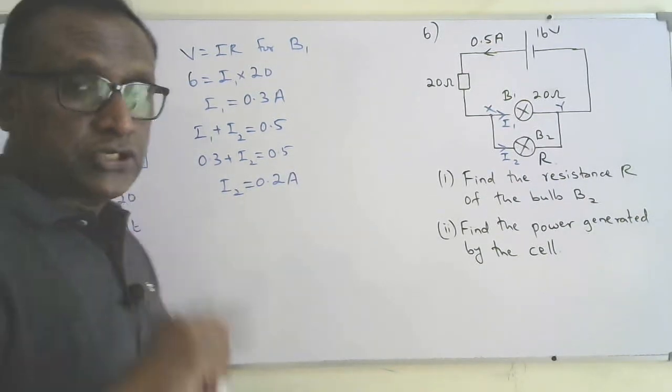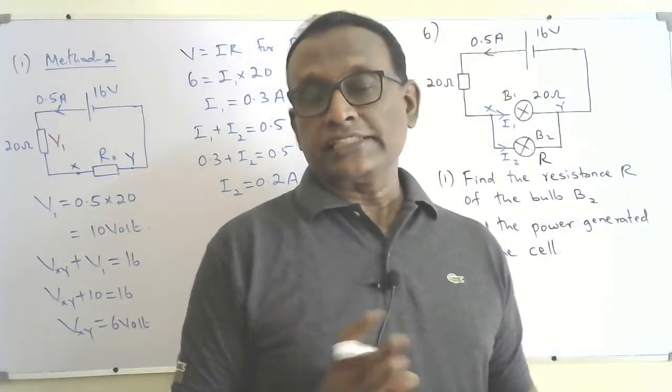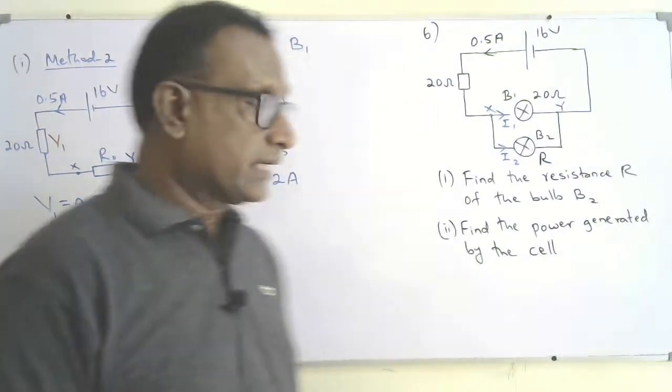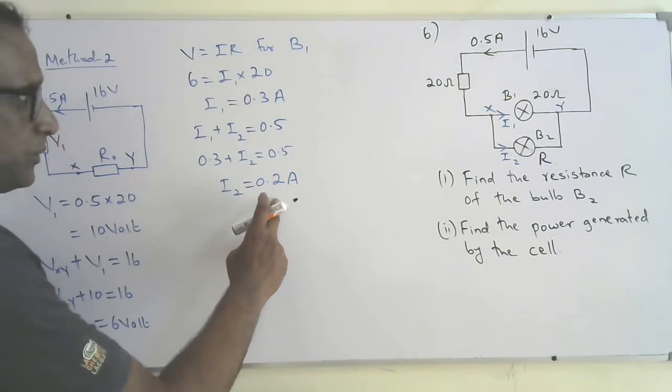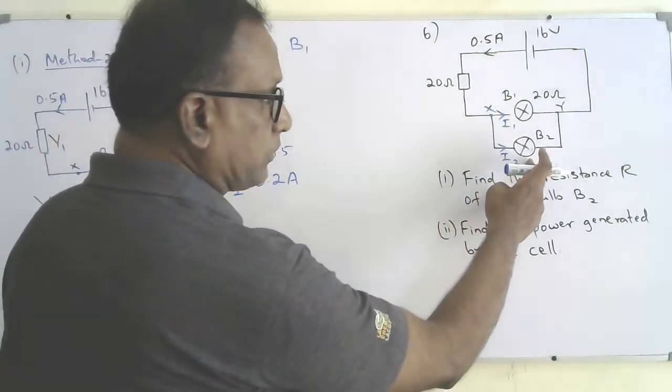In the previous method, I did not use the current, is it? I used the potential divider method. So in this method, I'm using the current, a little longer method. So I2 will be 0.2 ampere. That's the current through the bulb B2.